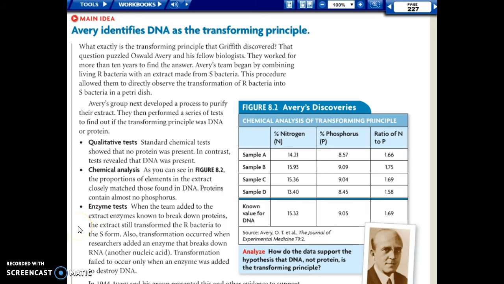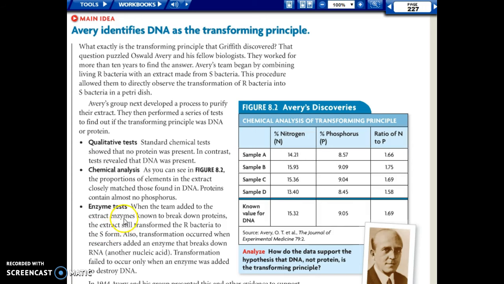Enzyme tests. When the team added to the extract enzymes known to break down proteins, the extract still transformed the R bacteria into the S form. Also, transformation occurred when researchers added an enzyme that breaks down RNA, which is another nucleic acid. Transformation failed to occur only when an enzyme was added to destroy DNA.